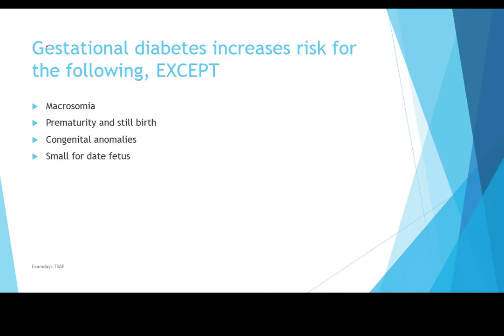Gestational diabetes increases risk for the following except: A, macrosomia; B, prematurity and stillbirth; C, congenital anomalies; D, small for dates fetus. The correct answer is small for dates fetus. So this is not a diabetes risk.